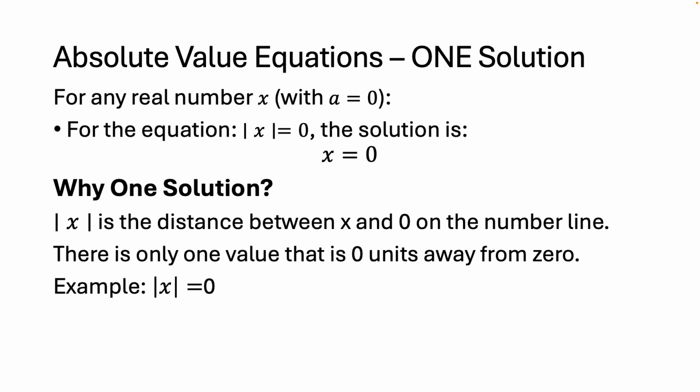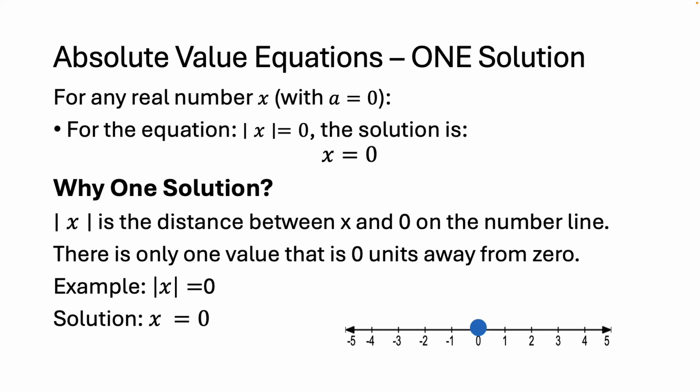So for example, if you're trying to solve the equation, the absolute value of x equals 0, on the number line, you're looking for a number that is 0 units away from 0. That can only be the number 0. So your solution in this case is x equals 0.